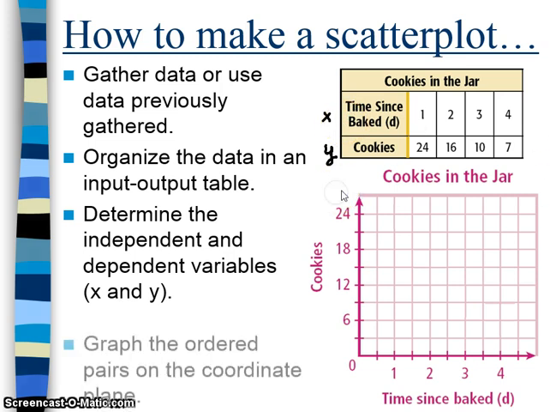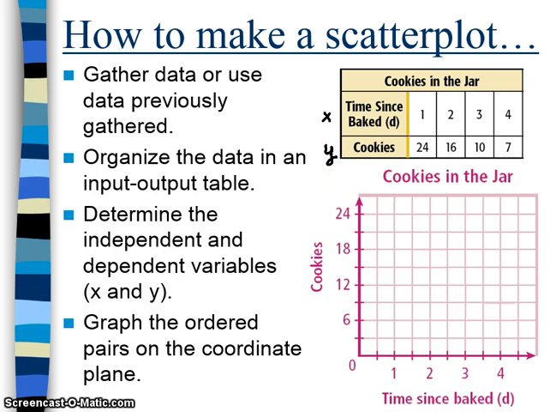And then our last step is to graph the ordered pairs on the coordinate plane. So, for example, if the time since baked is our x and the cookies are the y, then this is the point (1, 24). So go over 1, always being careful to look at how the graph is organized. This is organized by halves. So here's 1 and up 24. (2, 16), so over 2, up 16.